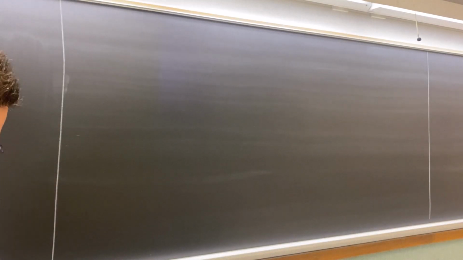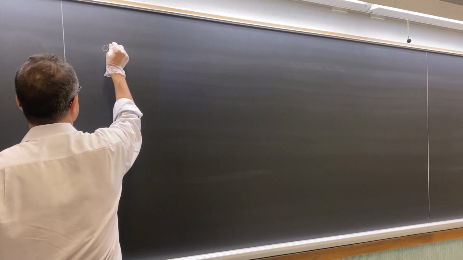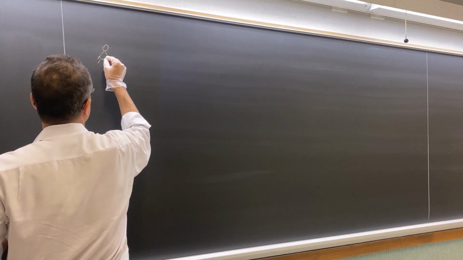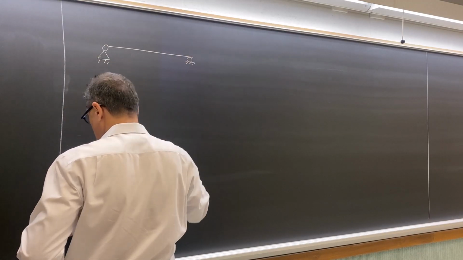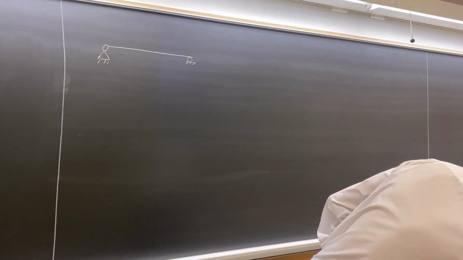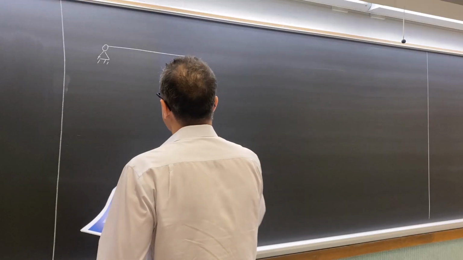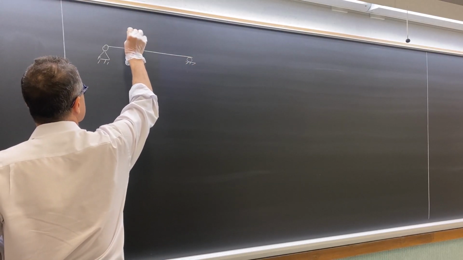Consider there is a bridge like this. There are two supports at two sides of the bridge. And there is a load moving on this bridge. It could be a motorcycle, pedestrian, vehicle, etc. So this is the load.